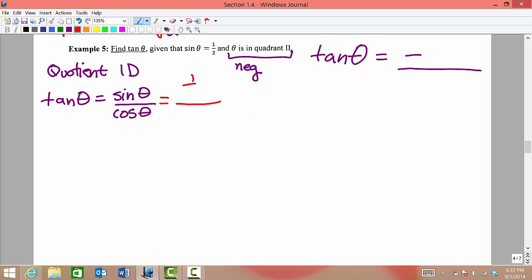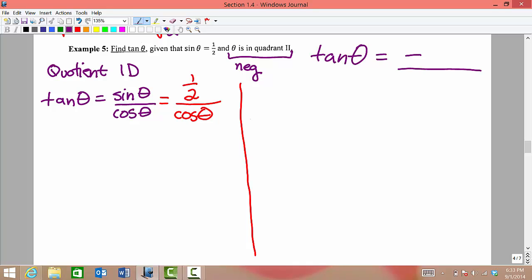Now we know that sine theta is positive 1/2, but we do not know what cosine theta is. So we cannot directly solve for tangent theta with our quotient identity. We will have to figure out what cosine theta is first. Once we know what cosine theta is, then we can simplify this expression.